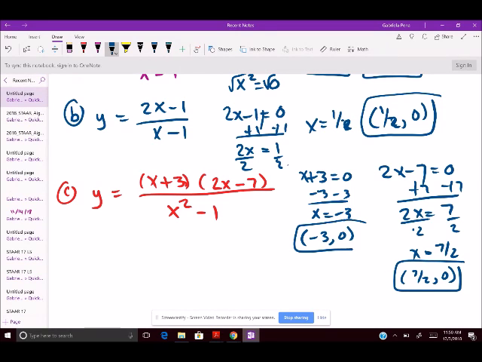So there would be 2 answers. So this is for problem number 9. Problem number 9 from your worksheet. There it is. One more example.